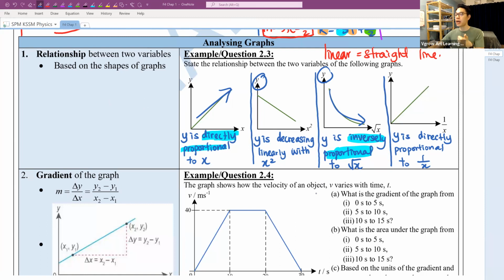So when I see a graph, the first thing I can talk about is the relationship. If exam asks you, state the relationship between x and y, or like I said just now, I can change the question and put between v and t maybe. Then they give you a shape like this. Then you can say, oh, v is directly proportional to t. 1 mark for you, right? Like that.